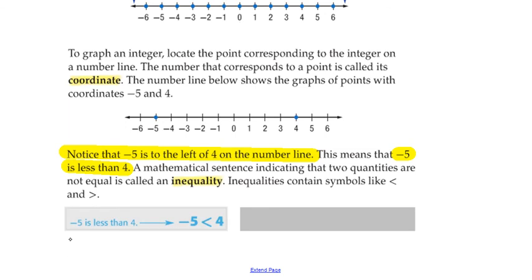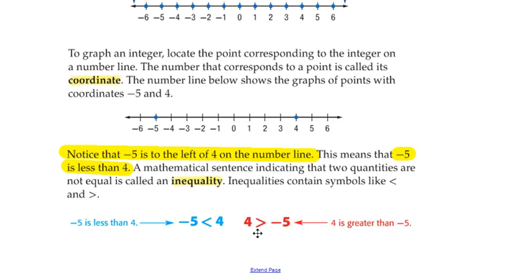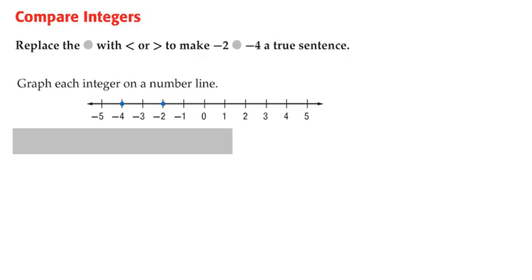So let's take a look. Negative 5 is less than 4 is how we read this one, because that's the less than sign. An equivalent statement would be 4 is greater than negative 5. Okay? So that's how we read those.